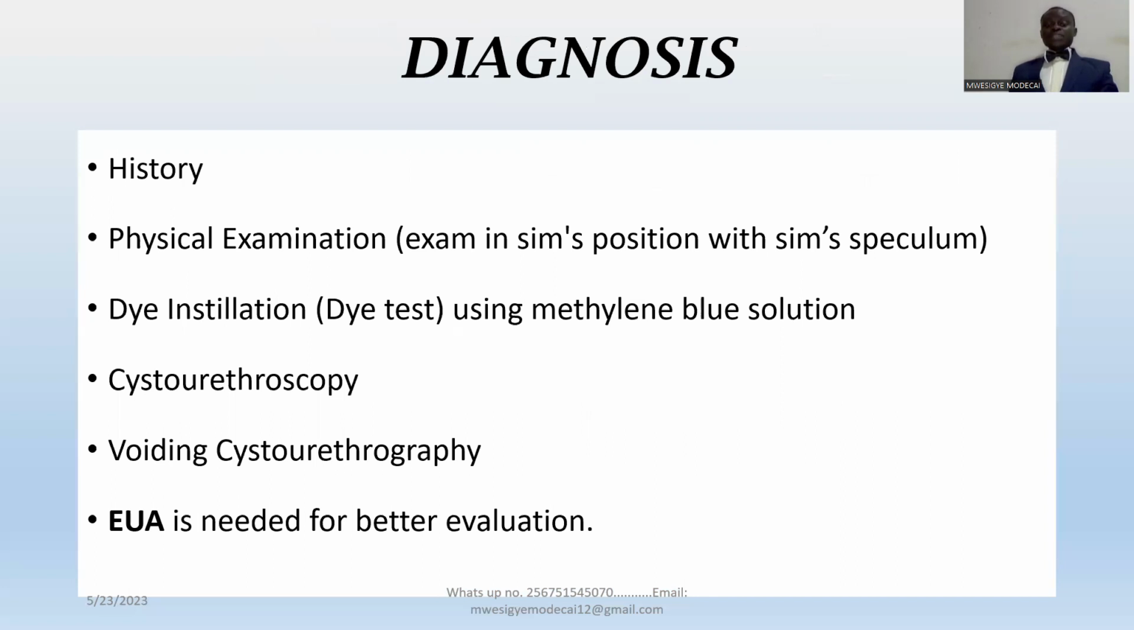Then we do physical examination, and here we put the person in the same position, and we use a speculum to check the presence of fistula. There is a dye test, which I'll explain furthermore. We can also do cystourethroscopy. We observe via the urethra up to the bladder and see whether there is an abnormal communication, voiding cystourethrogram. We put dye, or we tell someone to urinate, and we see where the urine is exactly coming from, and also examination under anesthesia can also be done.